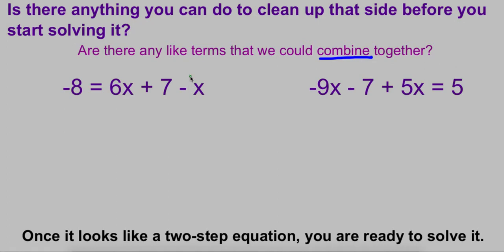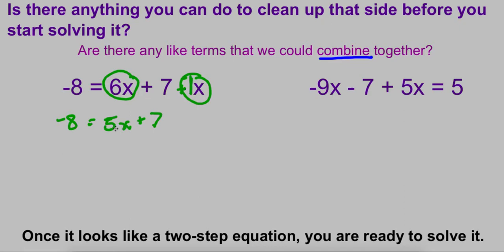So in this one, I'm going to put my 1 in front of my x. And since it's the variable that's being subtracted, I'm going to change it to adding the opposite. And now it's just combining like terms. 6x and negative 1x is 5x. The 7 just hangs out. And then my negative 8 on the other side.